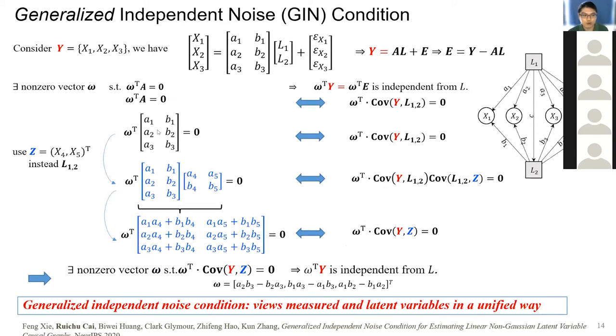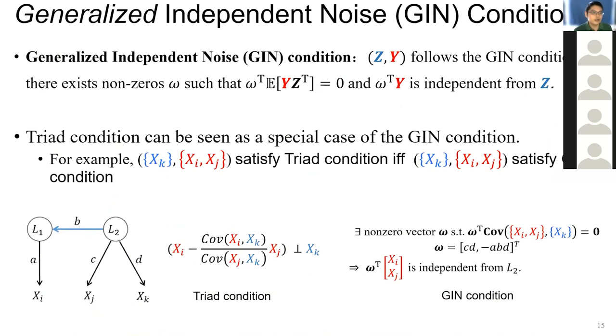Firstly, following the previous step, we find the independent noise assumption is equivalent to this condition. That is, there exists a non-zero vector omega satisfying this condition. Secondly, by using X4 and X2 as the surrogate variables of L1 and L2, we further have this one. And finally, after reformulation, we come to the rank condition. That is, there exists a non-zero vector omega satisfying this condition. Finally, we summarize the rank condition as follows. That is, ZY follows the rank condition if and only if there exists a non-zero omega satisfying this condition. And the transpose of omega times Y is independent from Z.